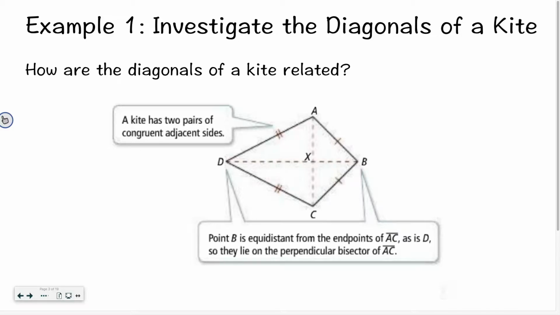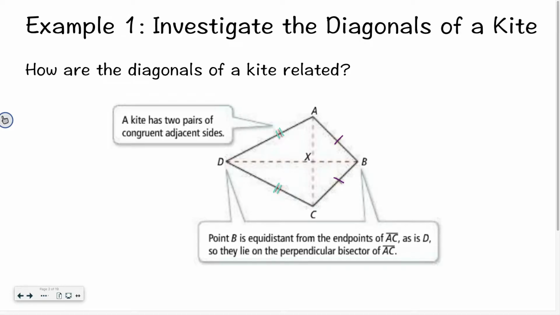Now, with a kite, every kite has two pairs of adjacent sides. So we can see that it highlights that those two sides are congruent to each other. So AD is congruent to CD, and AB is also congruent to BC. So adjacent means next to. Remember, congruent means the same measure.